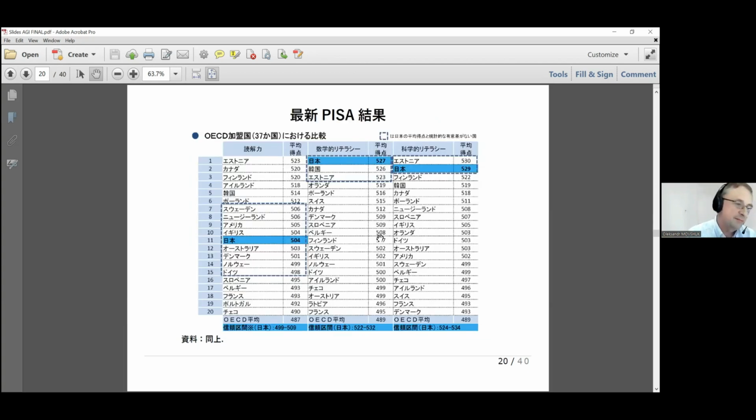Actually, this is the better slide. This is the performance in the latest 2018. And you can see that Japan is particularly good in mathematics. It became top of the world. And then in science became second, whereas reading is traditionally relatively less successful.